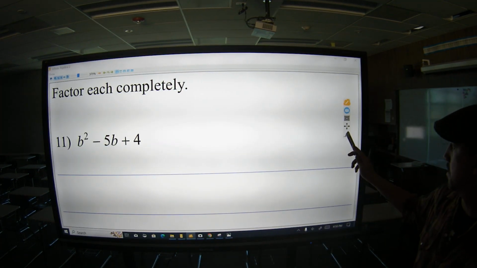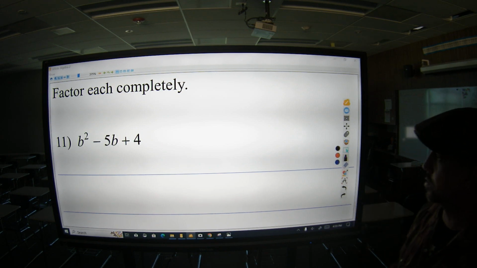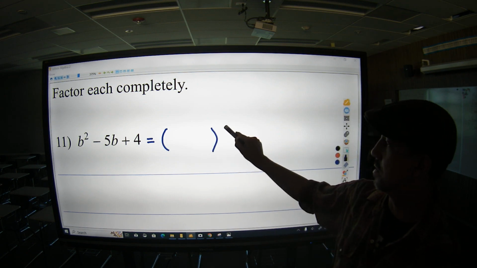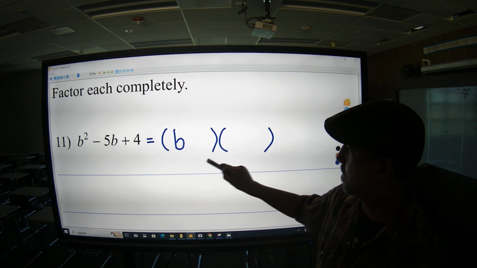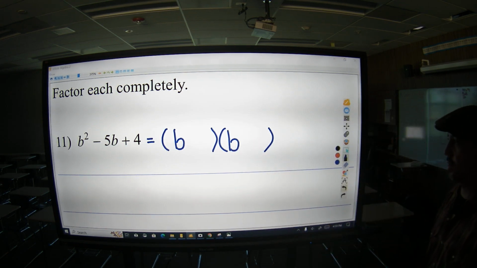Number 11, we will do, and this one, again, you should read that the variable is a b. So after you put the equal signs, after you put the parentheses, we can start off putting the variable that is a b. Okay, and now, again, we want to go analyze what's happening.